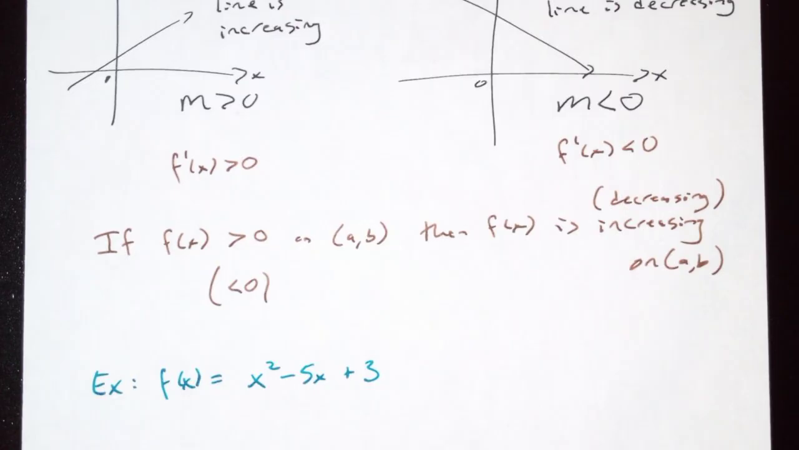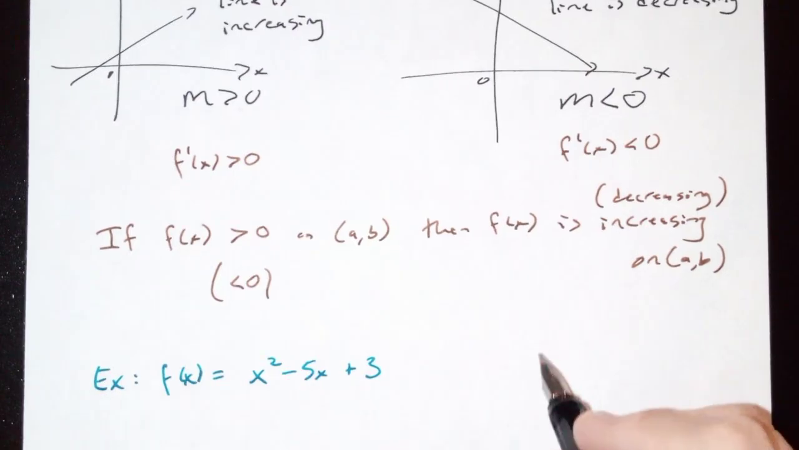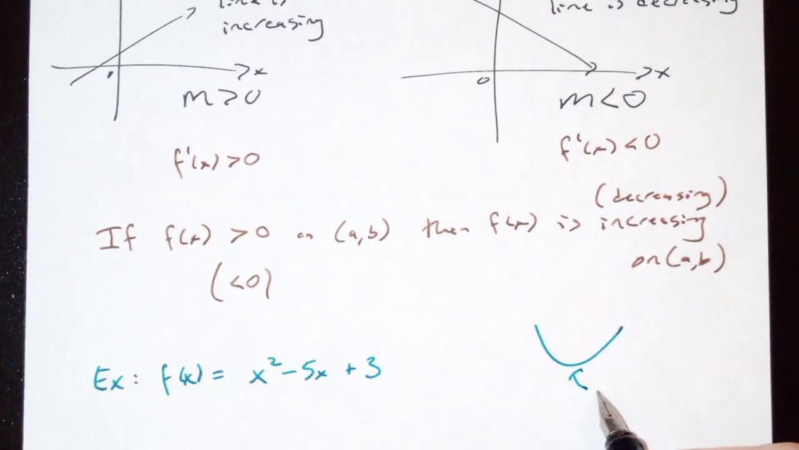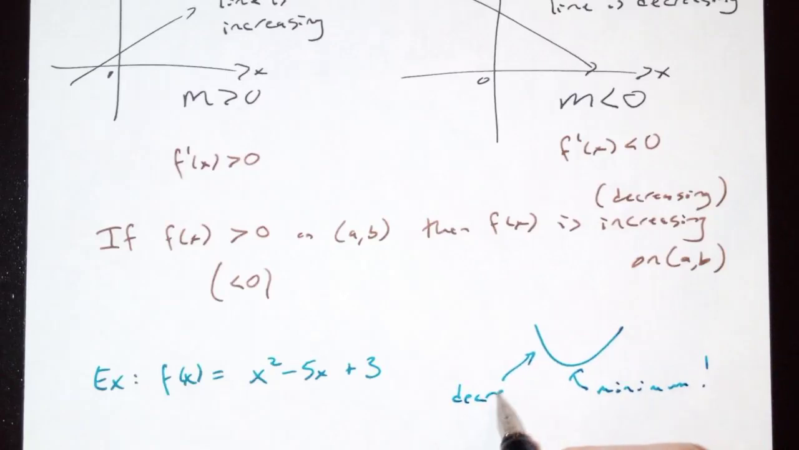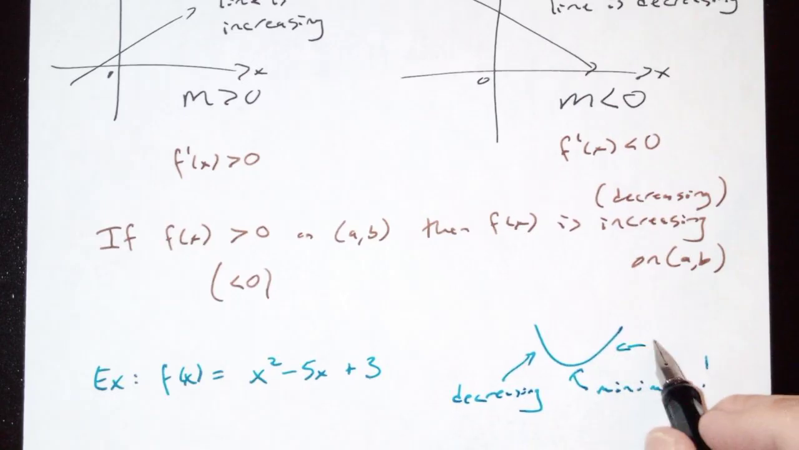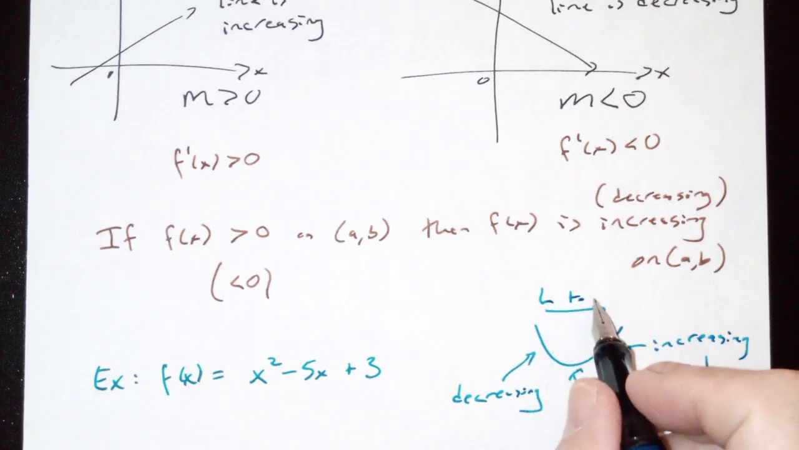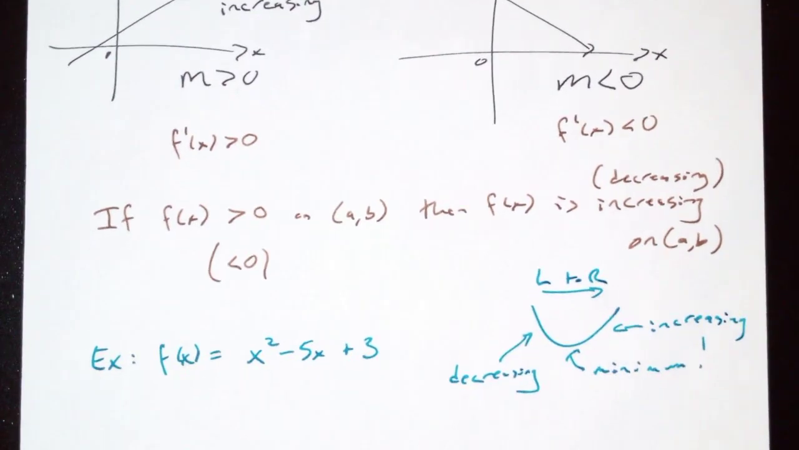But if the graph looks like this, I've got a critical point. And that critical point should be a minimum. If I already know what the graph looks like, oh, there's a minimum there. Great. As I go from left to right, I have a part that's decreasing, I have a minimum, I have a part that's increasing.